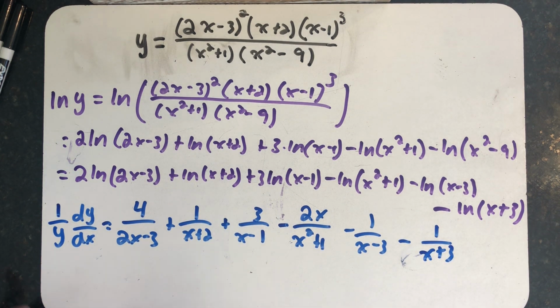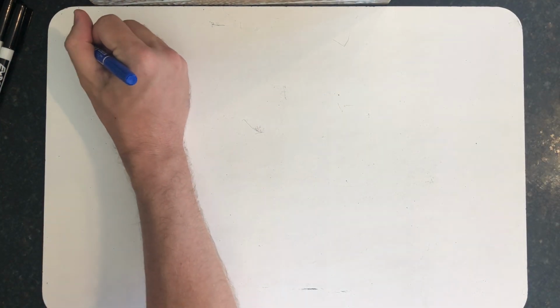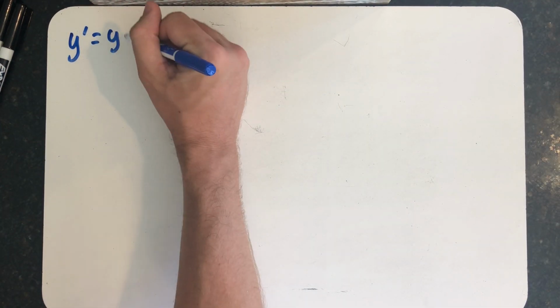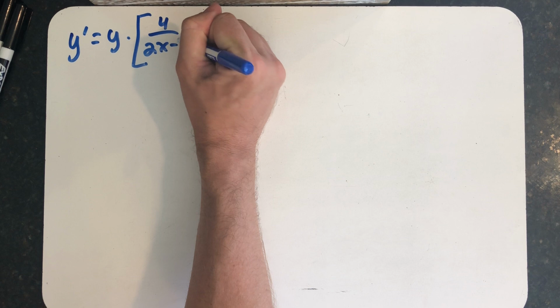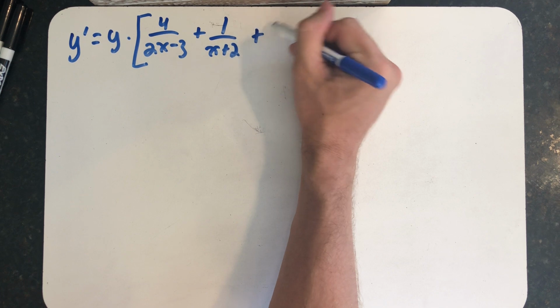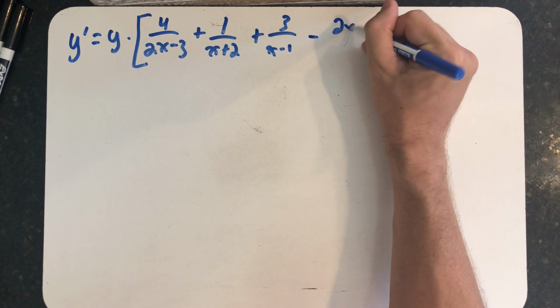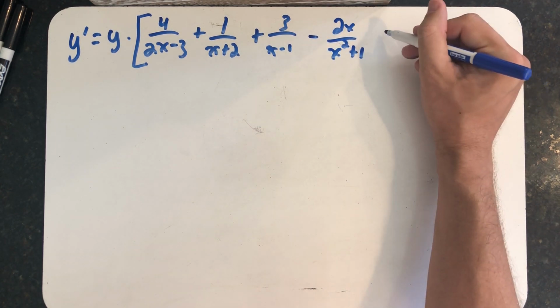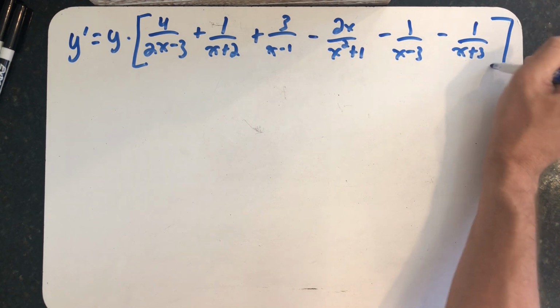Well, I wanted to find y prime, and I'm almost there. I wanted to find dy dx. I wanted to differentiate. So now all I have to do is multiply both sides by y. And so I think I'll move that to the next board. So let's see, y prime or dy dx would be y times all that stuff I just wrote down. Minus 2x over x squared plus 1, minus 1 over x minus 3, minus 1 over x plus 3. And I found dy dx.